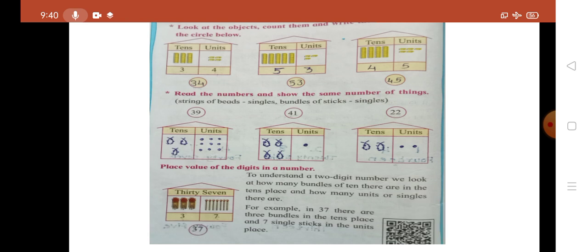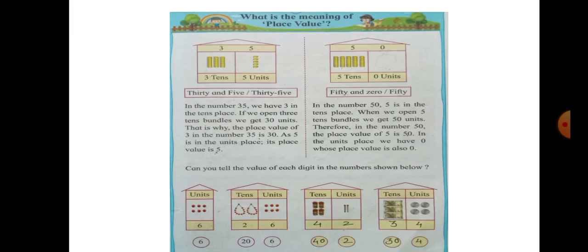Okay students, so we have finished this lesson. Now see the next lesson. What is the meaning of place value? As I told you in the previous lecture, so today in this lesson we will see the place value of a number. Okay, see here first paragraph, 30 and 5 and 35. There is number 35 means 3 tens and 5 units. We will see the place value of this number. In the number 35 we have 3 in the tens place.